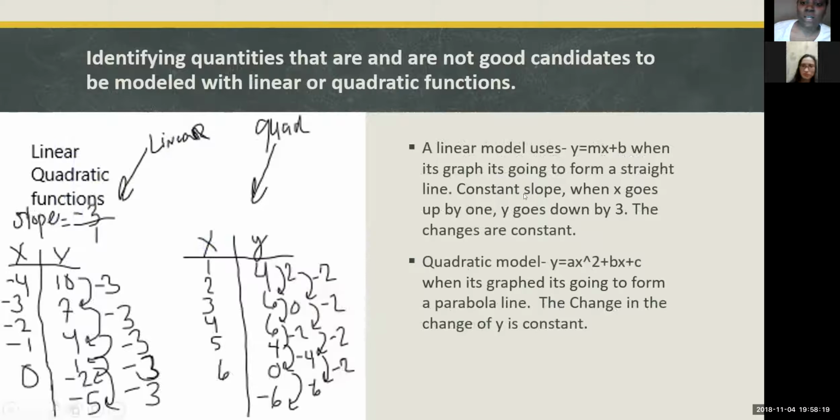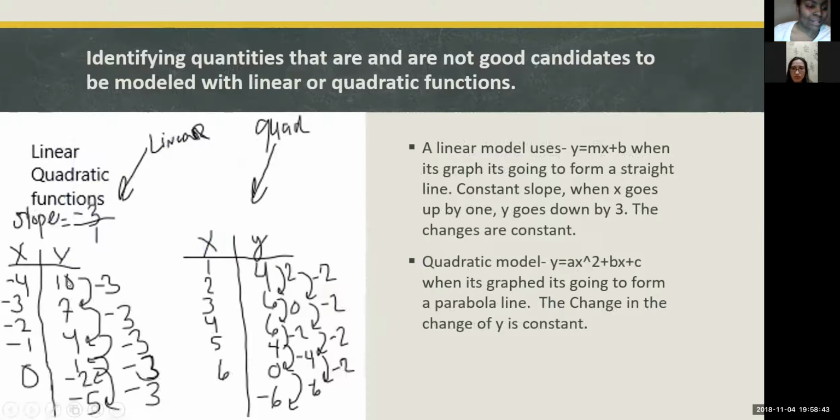The slope is going to be constant. When x goes up by 1, y goes down by 3. The changes are always constant on a linear function. All right, so for example, here is a linear equation or table. On x, it goes up by 1: 0, 1, 2, 3, 4.